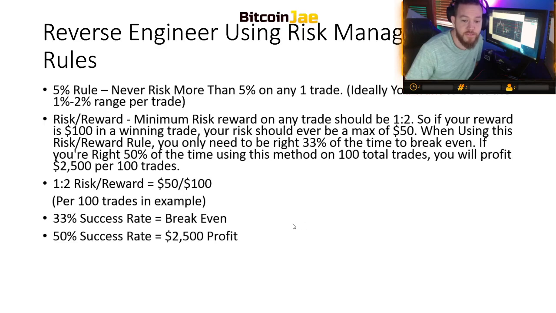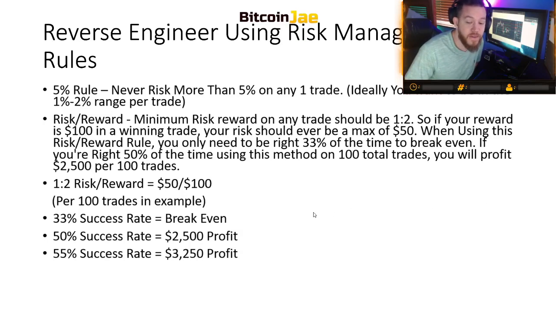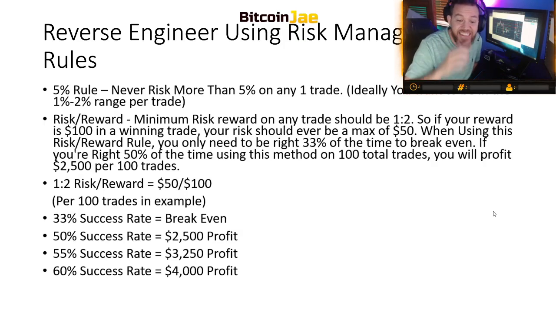If you have a 50% success rate, you're making $2,500 profit per 100 trades. If you have a 55% success rate, you're making $3,250 profit per 100 trades. If you have a 60% success rate, now you're talking about $4,000 profit per 100 trades, guys.